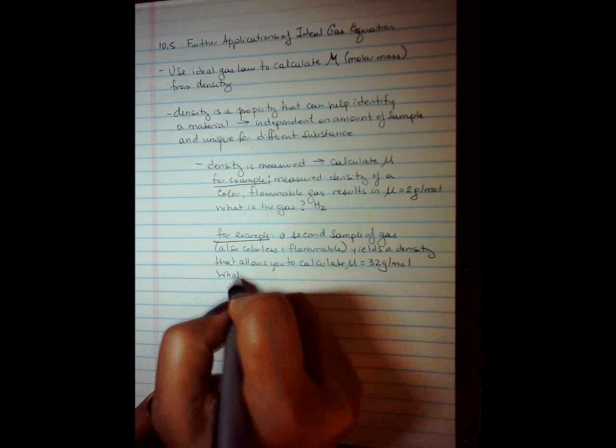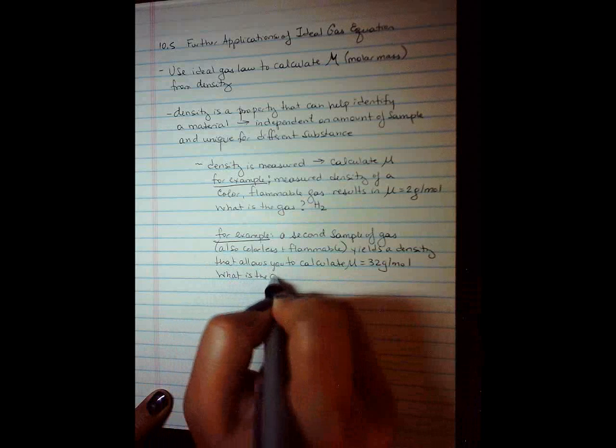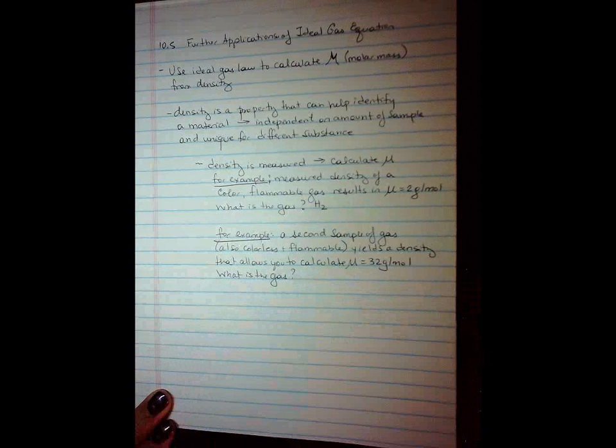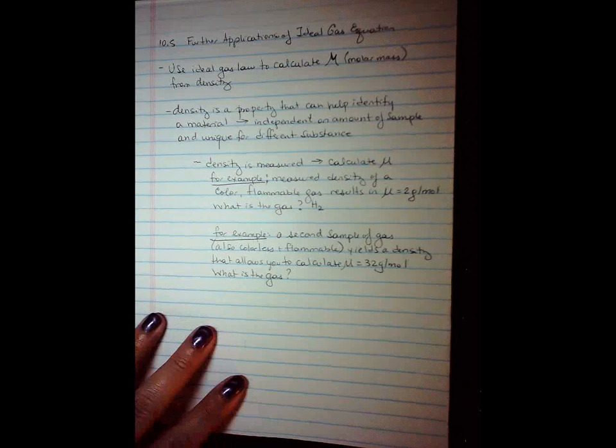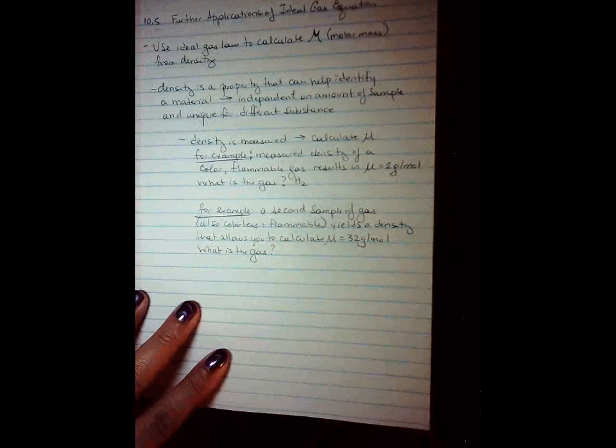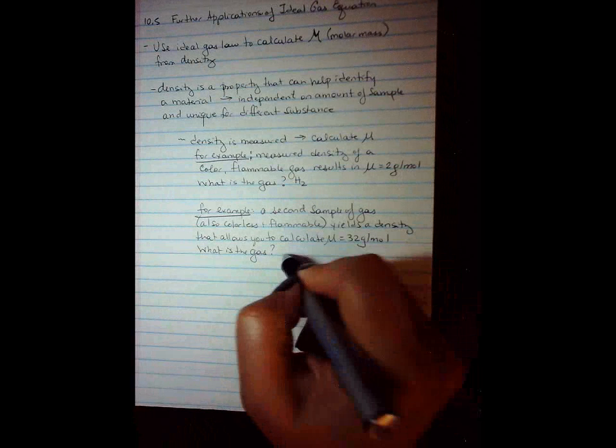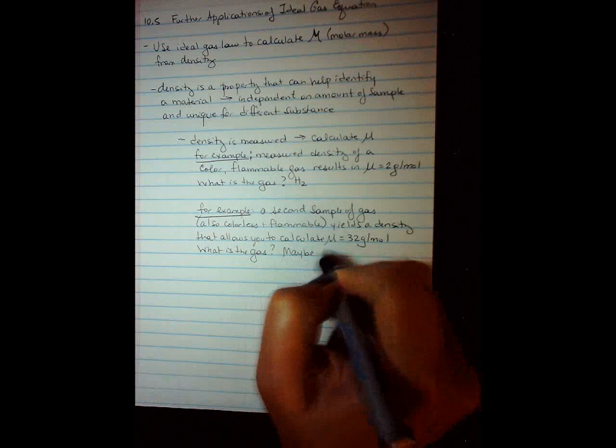What is the gas? Is sulfur a gas? Oh, it's not. Okay. Sulfur's not a gas. But oxygen, if you think about the formula for oxygen, what's the formula for oxygen? If you calculate the molar mass for O2, 2 times 16 is close to 32. All right? So it could be oxygen.